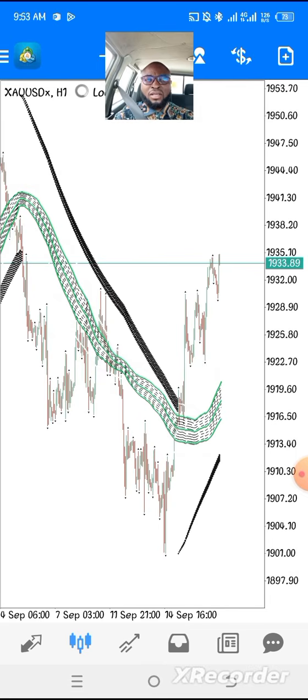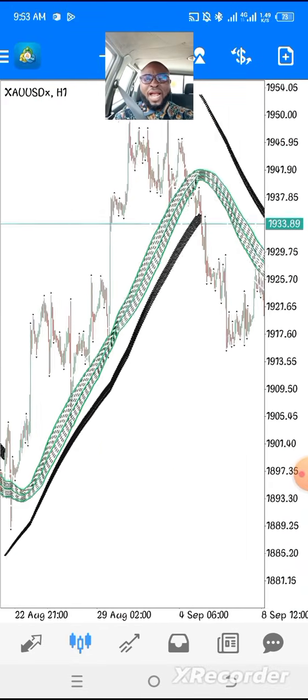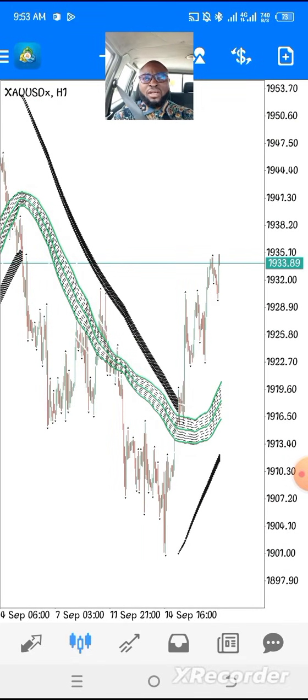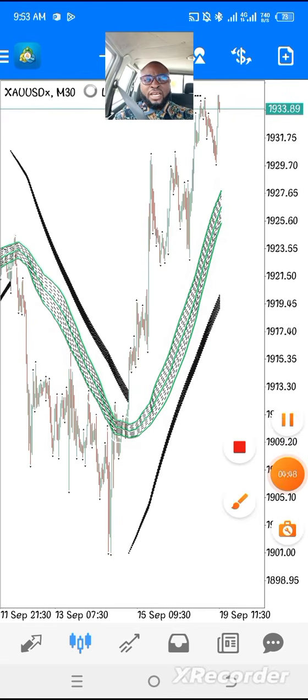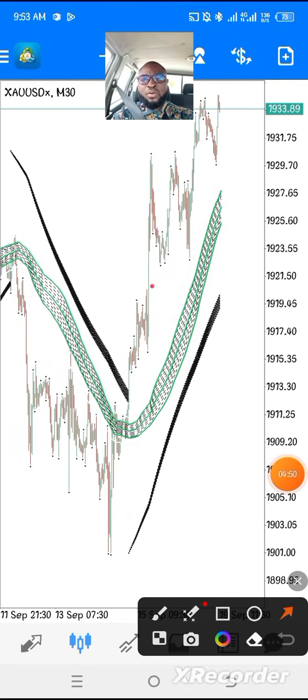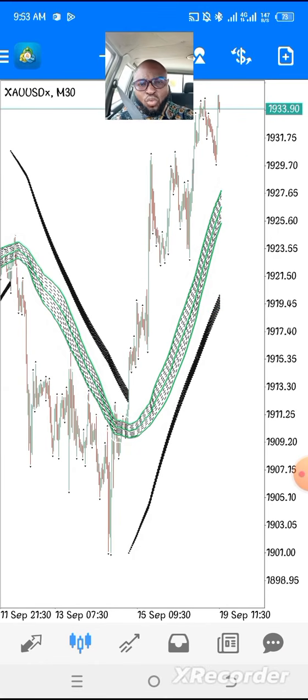Let me show you. These long black lines are parabolic SAR. This is how to use it to catch pips. This is our Bollinger band. Both the first one and the second one are into each other, as you can see. And the small dots are our fractals. I will explain how it works in detail.